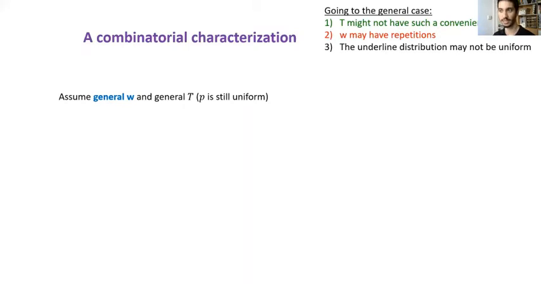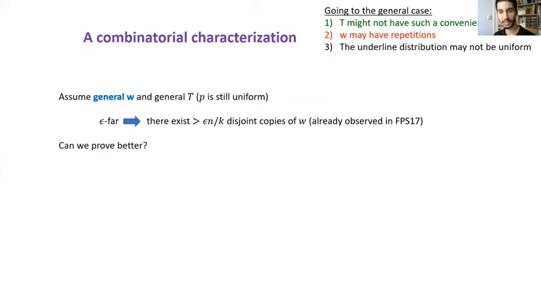We now address the second issue, that W may have repetitions. So in this case, the same observation holds. If a text T is epsilon far from being W free, then the same argument shows that there exist at least epsilon n over K disjoint copies of W in it.